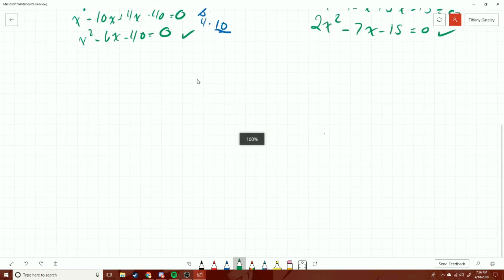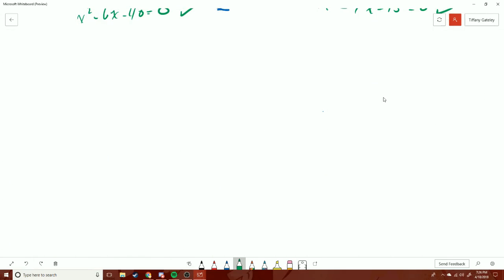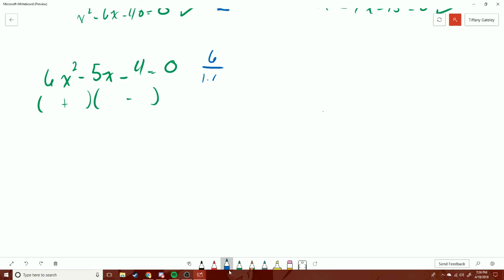Right, and then for our last example, we have 6x squared minus 5x minus 4 equals 0. Alright, so now let's open parentheses, plus and minus, then over here in blue, let's list our factors of 6. We have 1 times 6, 2 times 3, 3 times 2, and 6 times 1. Alright, and then our factors of 4 go over here, which we have 1 times 4 and 2 times 2.